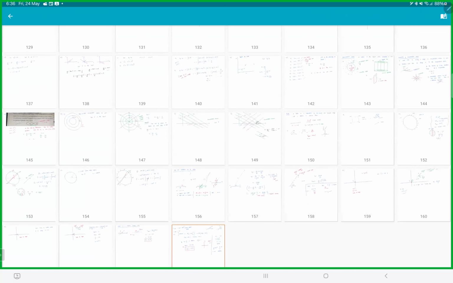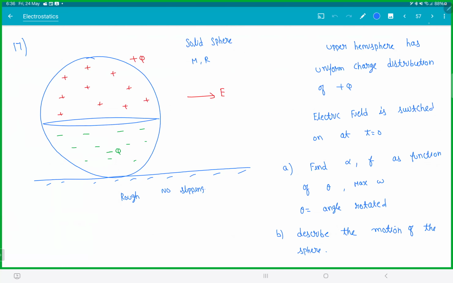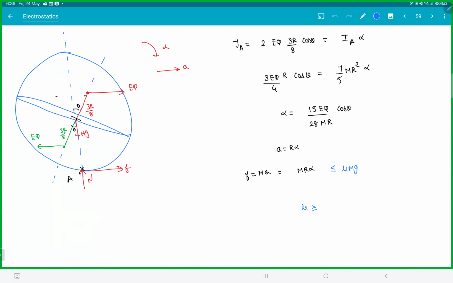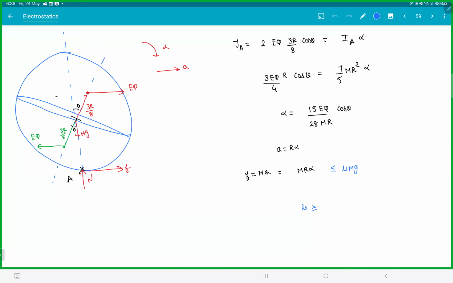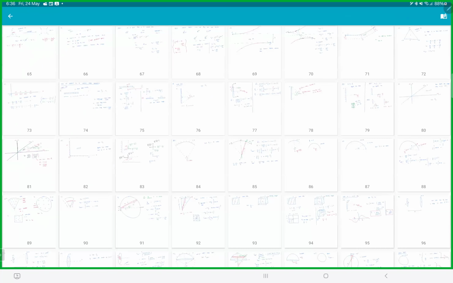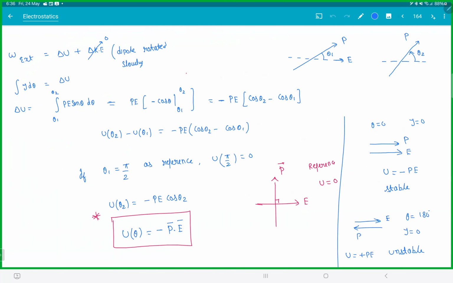Didn't we do this in the beginning? Remember which question? This one. It was the same question. They got torque, we got the same thing. Torque is equal to I alpha. For small angles, it was actually SHM. If theta was small, sine theta becomes approximately theta, and we could have solved it. Mainly, these are the two formulas. Torque is P cross E, and the potential energy is minus P dot E bar. Clear?